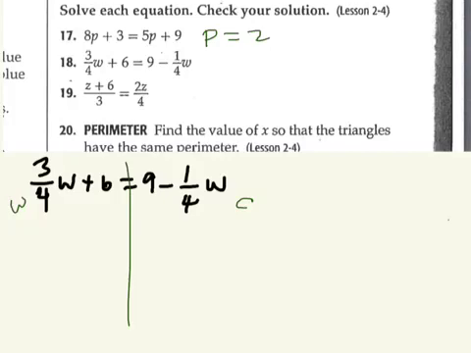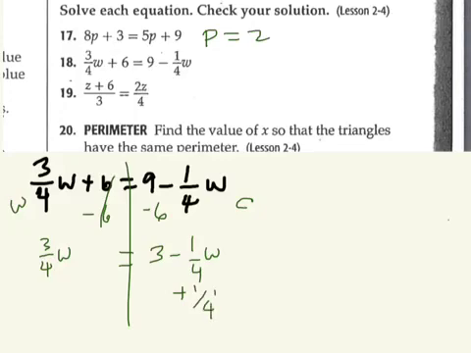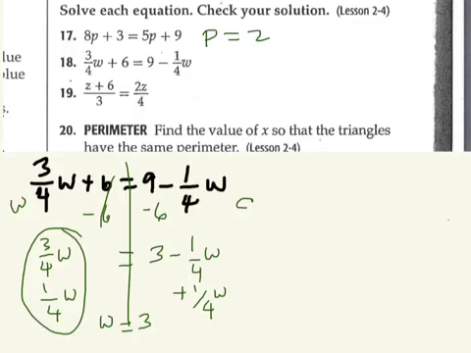Let's get started by adding a negative 6 to both sides. So I'm left with 3/4 W is equal to positive 3 minus 1/4 W. And now I need to move this 1/4 W, so I'm going to add its additive inverse, which is a positive 1/4 W. And I'm left with 3/4 plus 1/4, which is pretty easy to do. 3/4 W plus 1/4 W is equal to W, and therefore W is equal to 3 because these guys are gone.